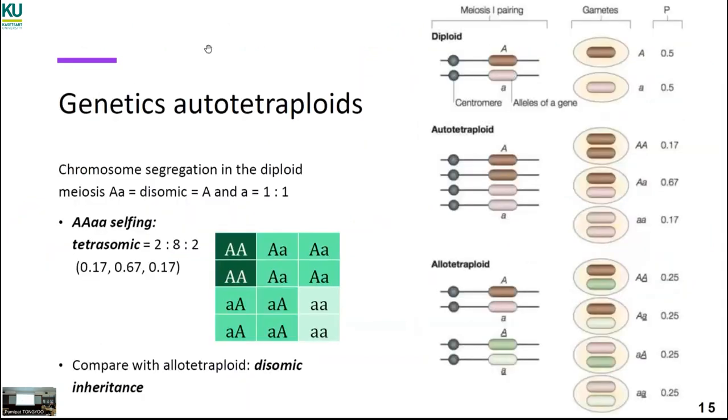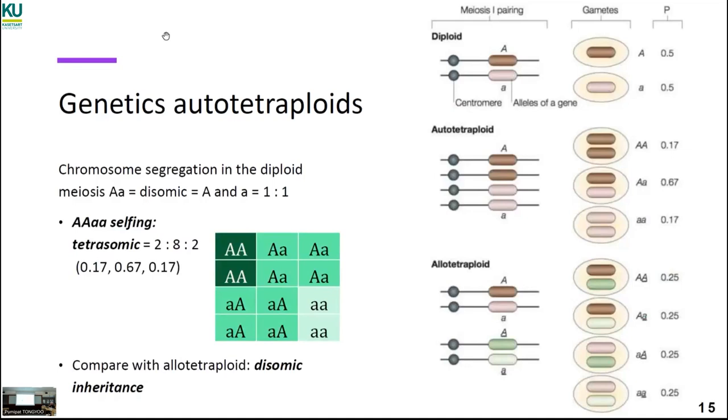Now we get to a bit tougher part, and I'm also very happy that Professor Watanabe is going to talk about that. It is about the genetics of the autotetraploid. Why the genetics of the autotetraploid? Because here you have four chromosomes that can take part in chromosome pairing, and they can take part in crossover.